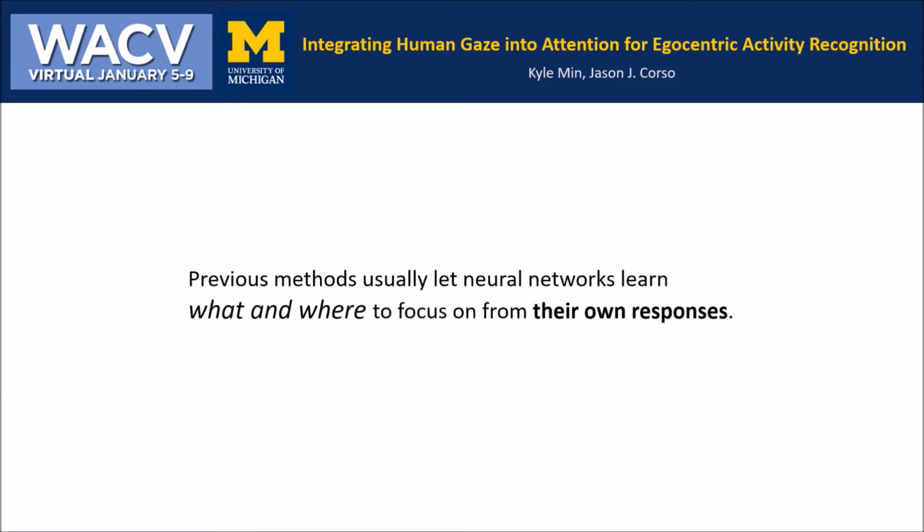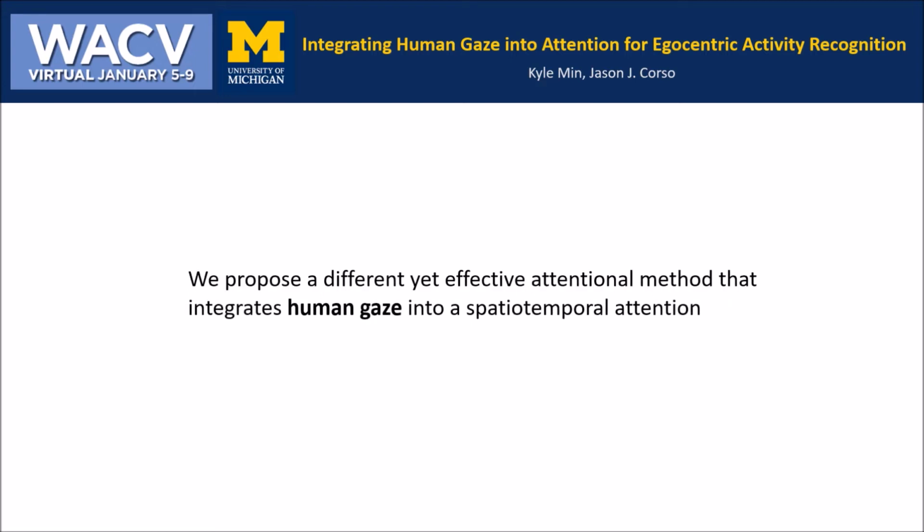Unlike most other previous methods that allow neural networks to learn what and where to focus on from their own responses, our proposed method produces a gaze-guided visual attention to improve the performance of egocentric activity recognition.